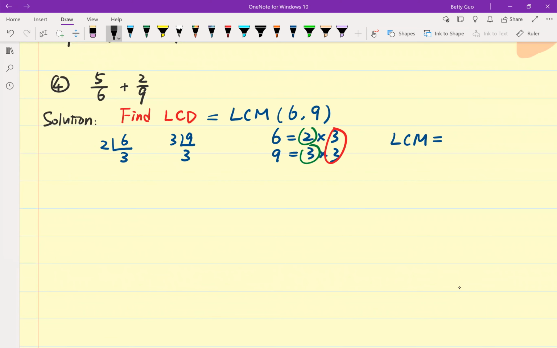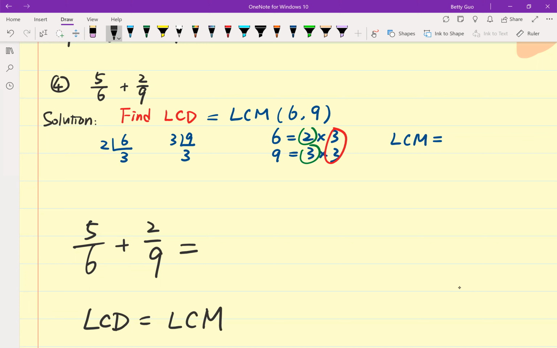Let's see this problem. Let's add 5 over 6 and 2 over 9. We're adding two fractions. Do the two fractions have the same denominators? No, of course. Then in order to find the least common denominator, we need to find the least common multiple of the two denominators, right? 6 and 9. Yeah. So if you missed the class, you may want to borrow the notes from your classmates. We learned GCF and LCM in the first class.